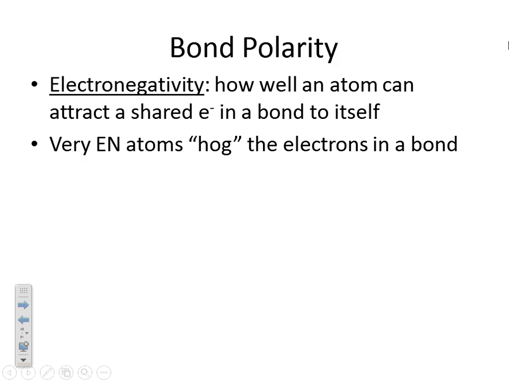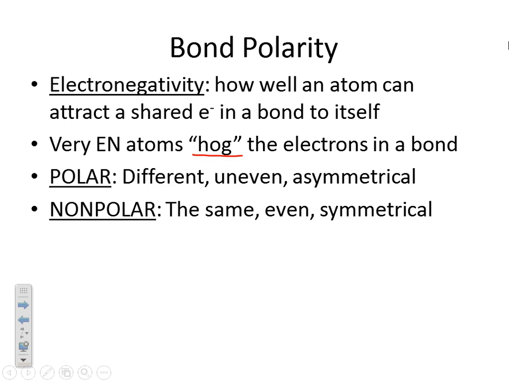Electronegativity and bond polarity. First of all, a review of electronegativity. What does that term mean? How well an atom can attract a shared electron in a bond to itself. How good is an atom at pulling in an electron? Is it really good, in which case its electronegativity is very high, or is it kind of poor, in which case its electronegativity is very low? How well can an atom attract electrons? So we say that very electronegative atoms hog the electrons in a bond. They're electron hogs. They pull in the electrons towards themselves. They love those electrons.